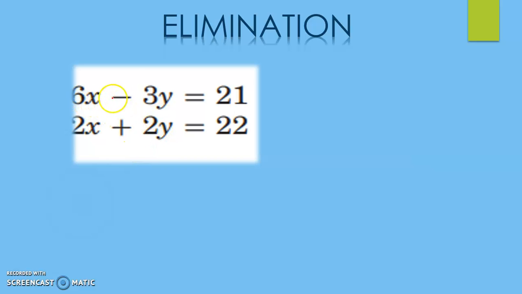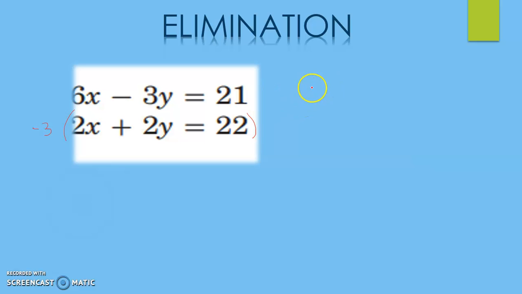In this case, we have 6x minus 3y is equal to 21, and 2x plus 2y is equal to 22. So it's easier to multiply the second equation by a negative 3, and that will give me a negative 6x here, which I can add with the positive 6x and they will cancel out. So I would rather get rid of the x instead of the y, because if I try to do the y, I will have to multiply both the top and the bottom equation. Always want to go for the path with the least amount of work. So we are going to multiply the second equation by negative 3.